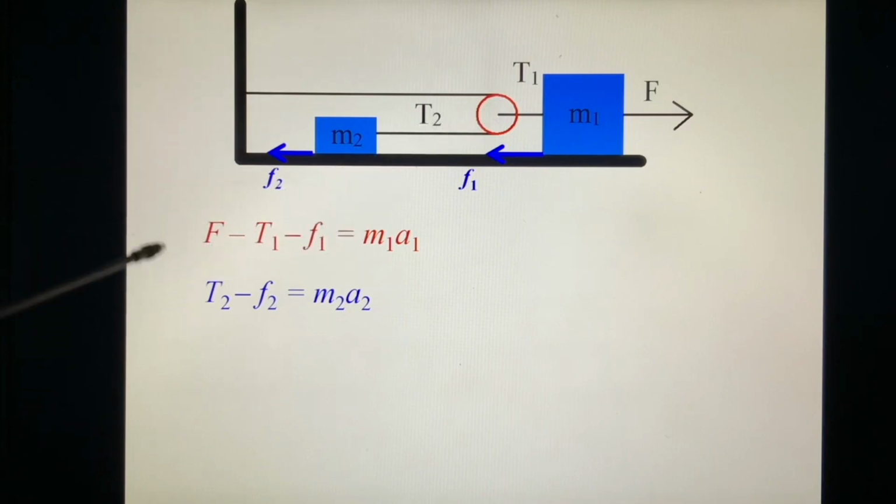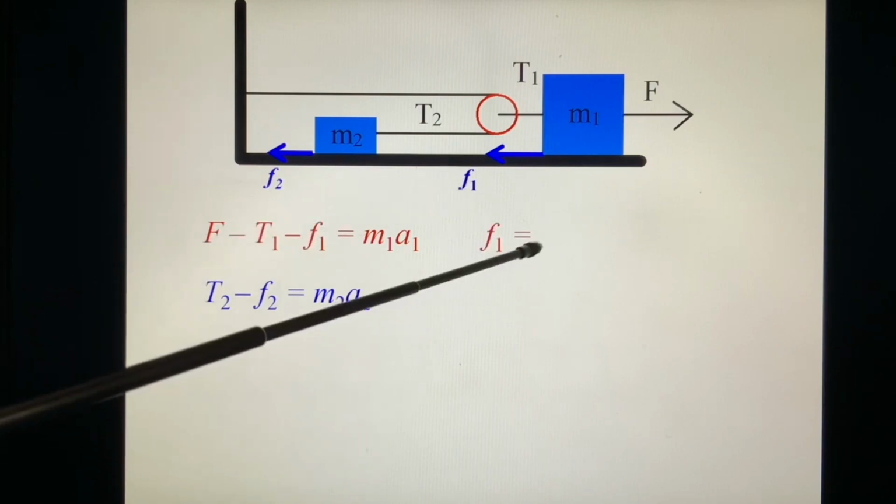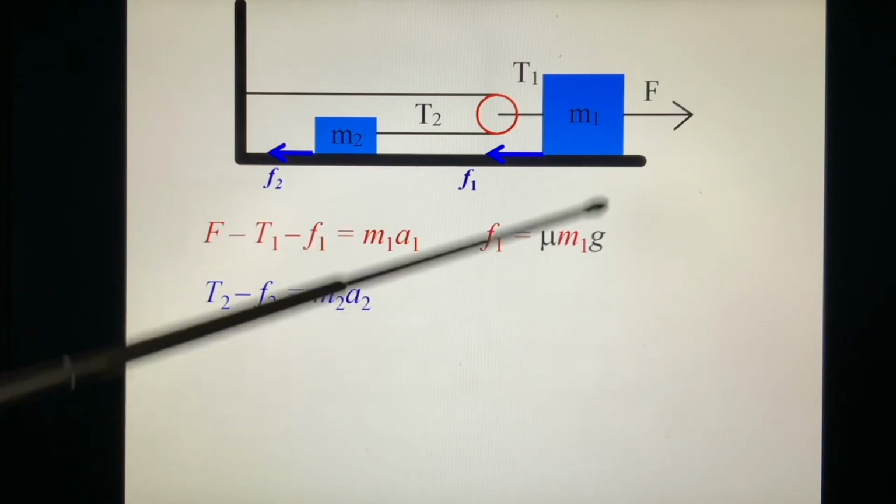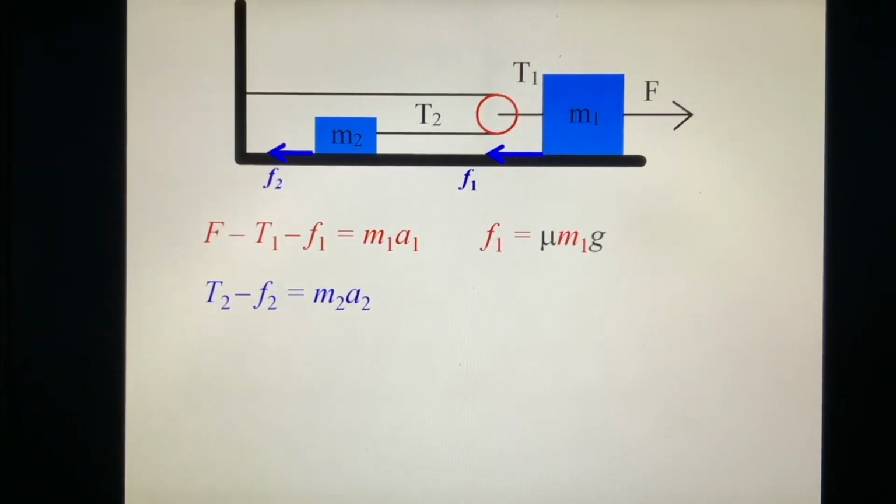And you see how many unknown forces? T1, T2, F1, F2, A1, A2: 6 unknowns. We have only 2 equations. We need 4 extra. So F1 equals mu M1 g as before, and F2 equals mu M2 g. We need another equation. We look at this one.